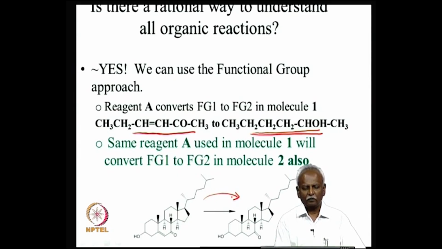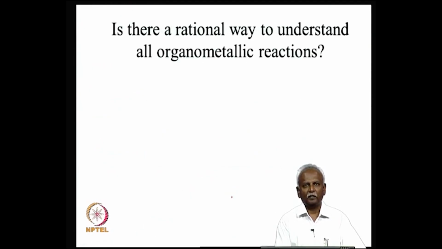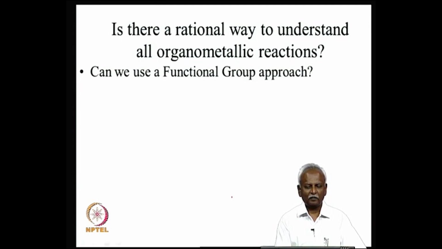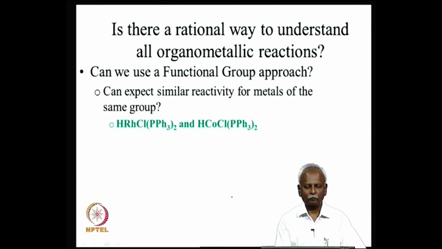So, it is important that we also have some kind of transferability in organometallic reactions also. Is there a way to do this? Let us take a look at a few examples now. Here are two reagents which you might be familiar with. One is the rhodium complex, which is the Wilkinson's catalyst, and another is a cobalt analog.